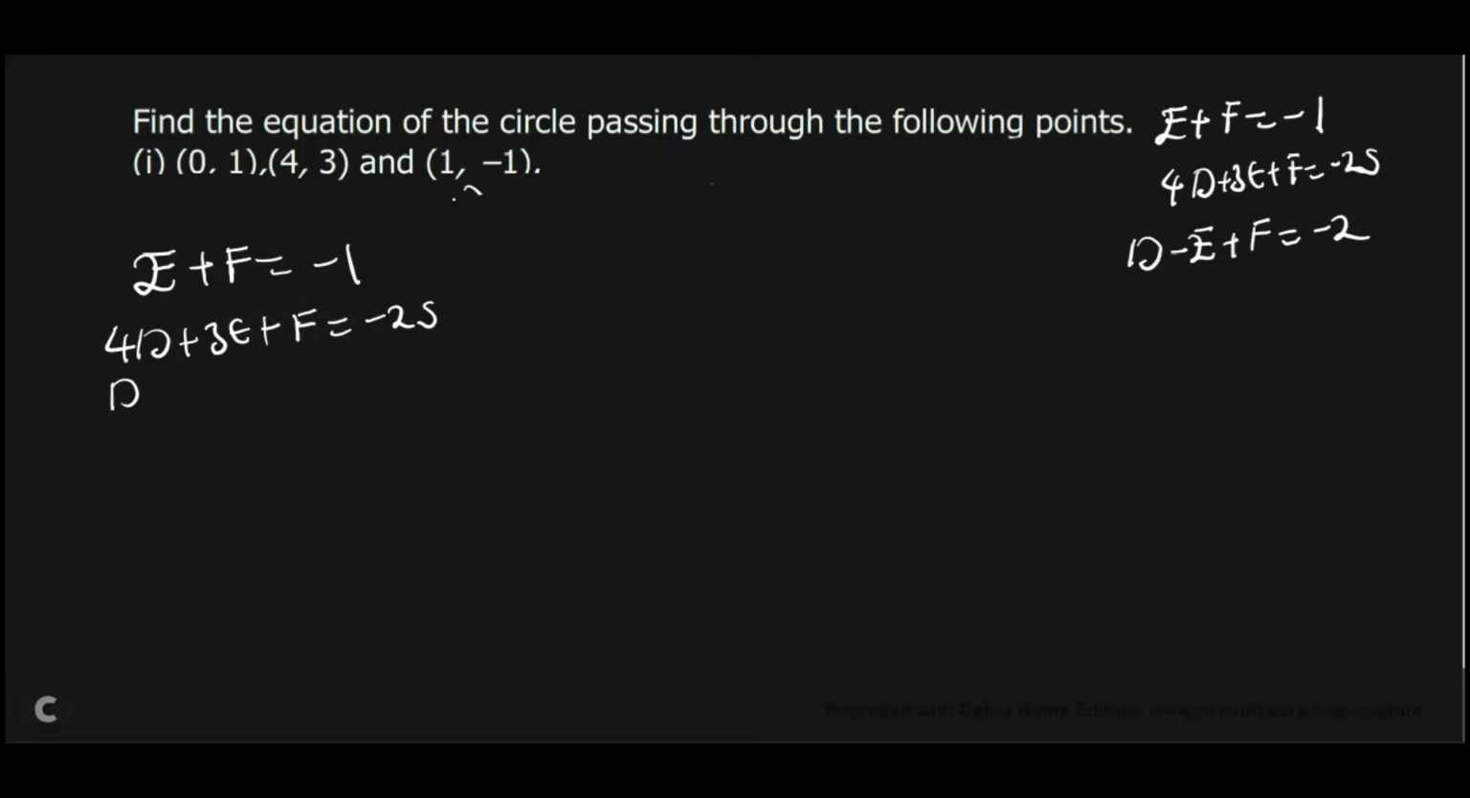Then the other one is D there, then E there, plus F equal to negative 2. So in this situation, this is equation 1, and this is equation 2, and this is equation 3. Like that, right? Now, get equation 1.